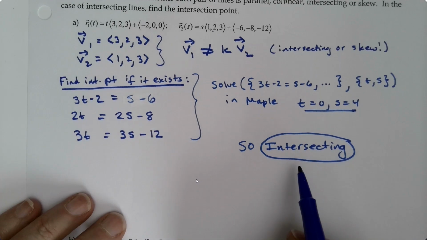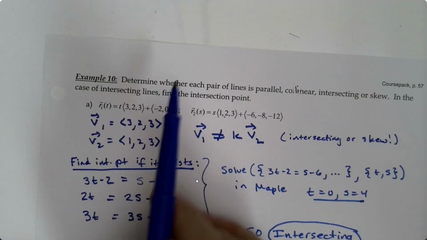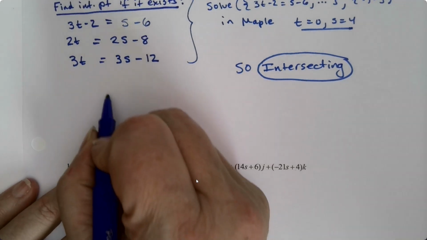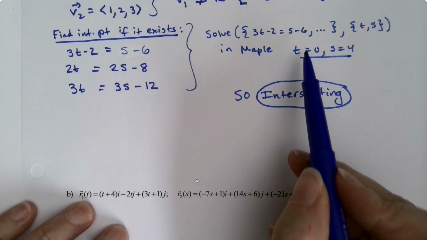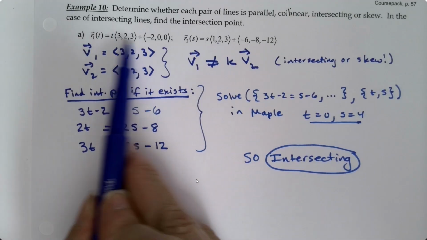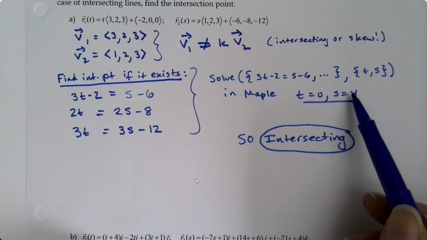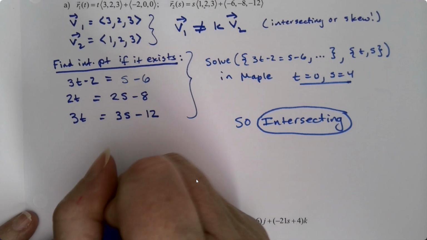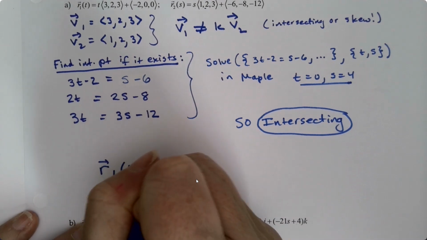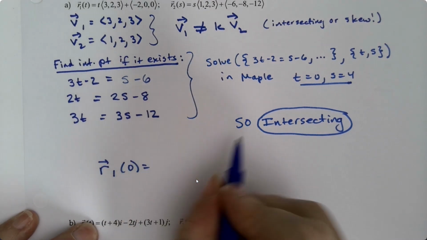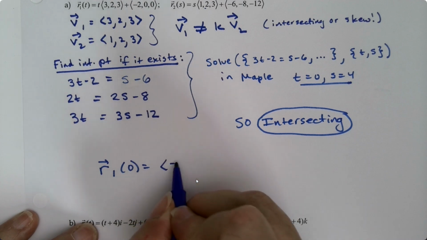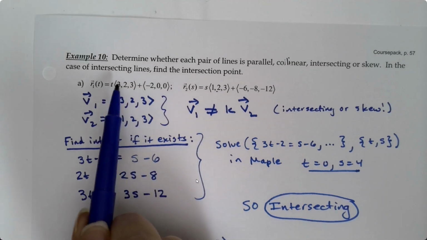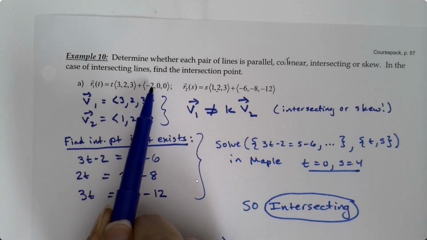Now, where do they intersect, right? We have to find the intersection point. So what you do is you take either one of these. Either you take 0 and put it into R1, or you take 4 and put it into R2. Either one should work, right? So R1 of 0 would be -2, 0, 0, right? Because if you put 0 in for t, it's just going to make the whole thing disappear, and you're left with that point.